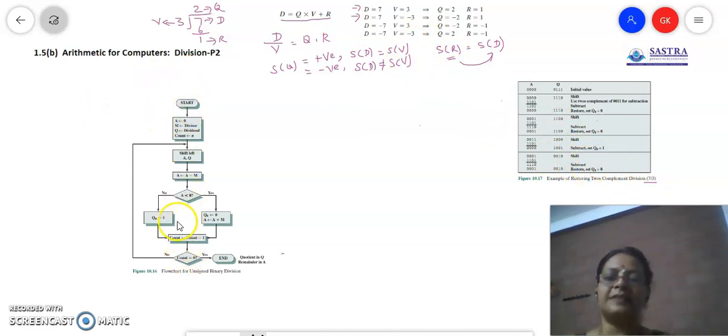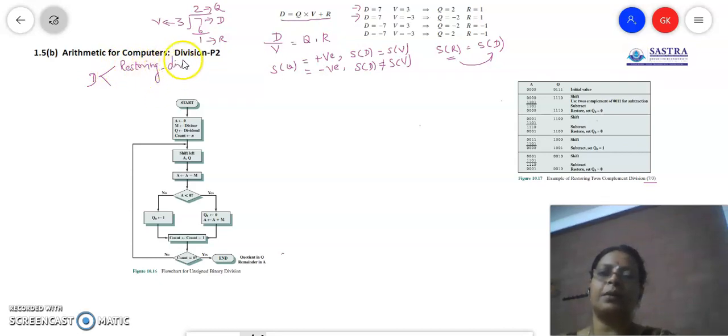As far as the hardware setup is concerned, we will be using the same hardware we utilized for the normal multiplication process. Coming to division, it is classified into two types. One is called the restoring division method, and the other is called the non-restoring division method. What do we mean by restoring division and non-restoring division?